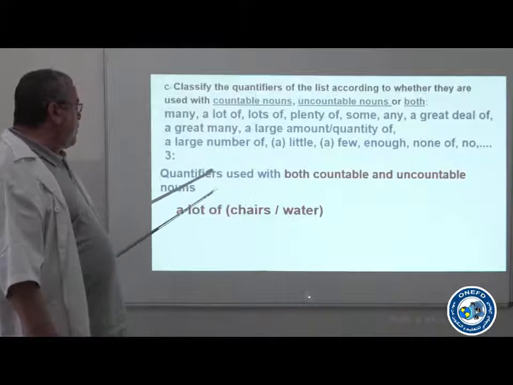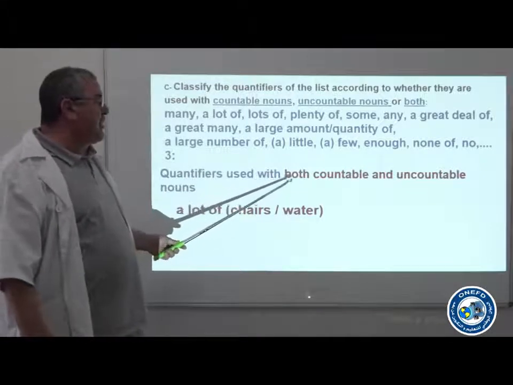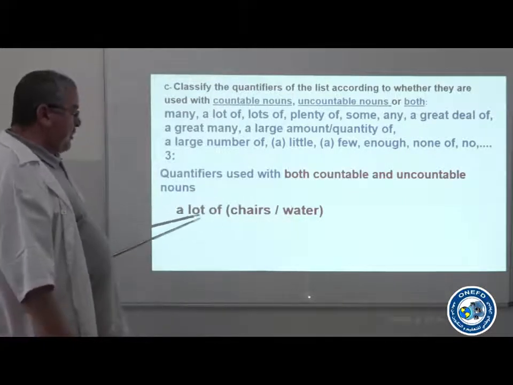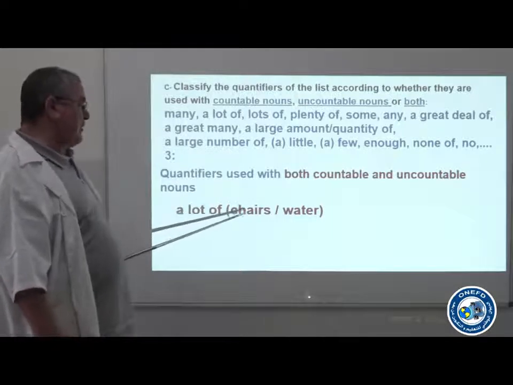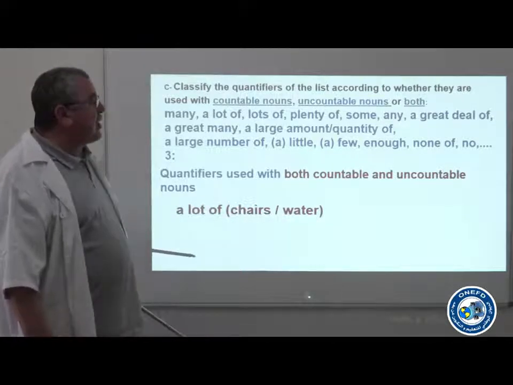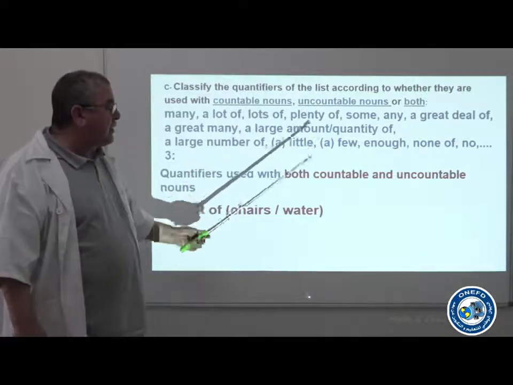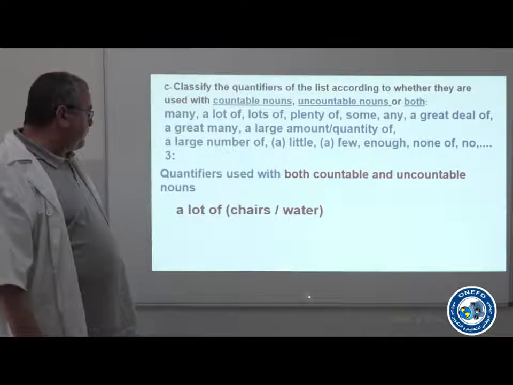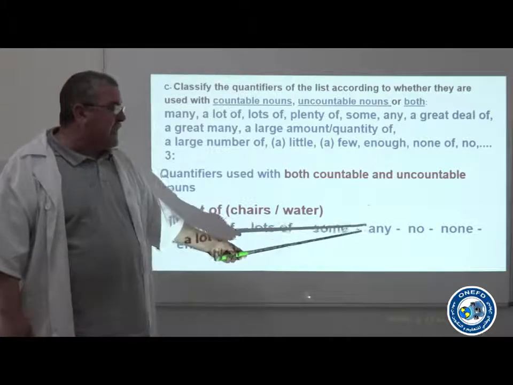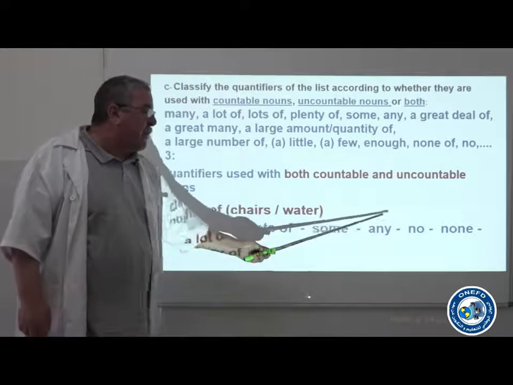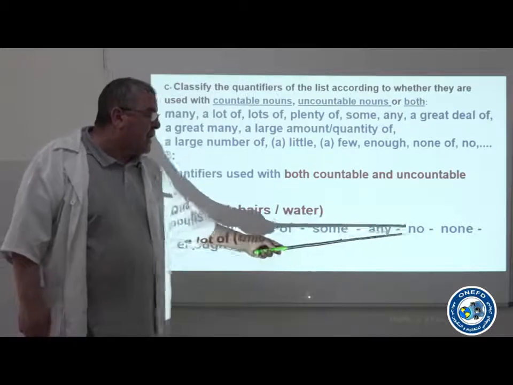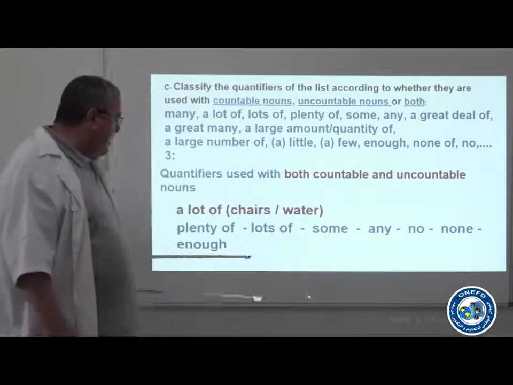Finally, quantifiers that can be used both with countable and uncountable nouns, such as a lot of. You remember we said we can say a lot of chairs, which is countable, and a lot of water, which is uncountable. So what other quantifiers can be used in the same way? Plenty of, lots of, some, any, and no. Any and no: we use any in the negative and in the interrogative form, and in the negative form for no, none, and enough.